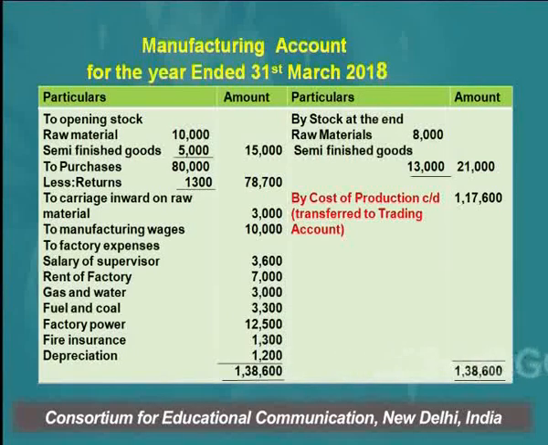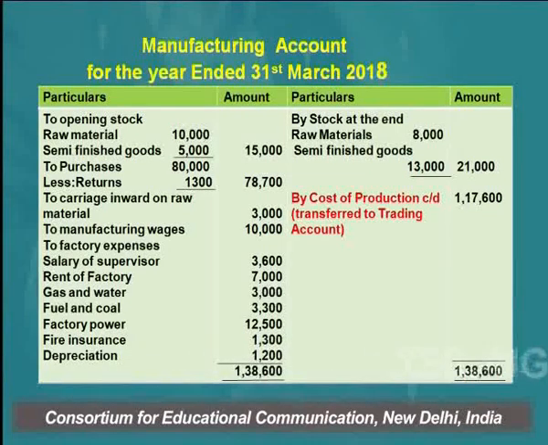Then the next item is purchases. We have deducted returns, purchase return, out of this. The next items are carriage inward on raw material, manufacturing wages, factory expenses, salary of supervisor. Since these items are related with the factory only, they will be shown in the manufacturing account. As you can see, all the items which are related with the factory are shown in the manufacturing account. On the credit side, we have shown the closing stock of raw material and semi-finished goods. So the balancing figure of this account is 1,17,600. This is the cost of production or cost of goods produced.